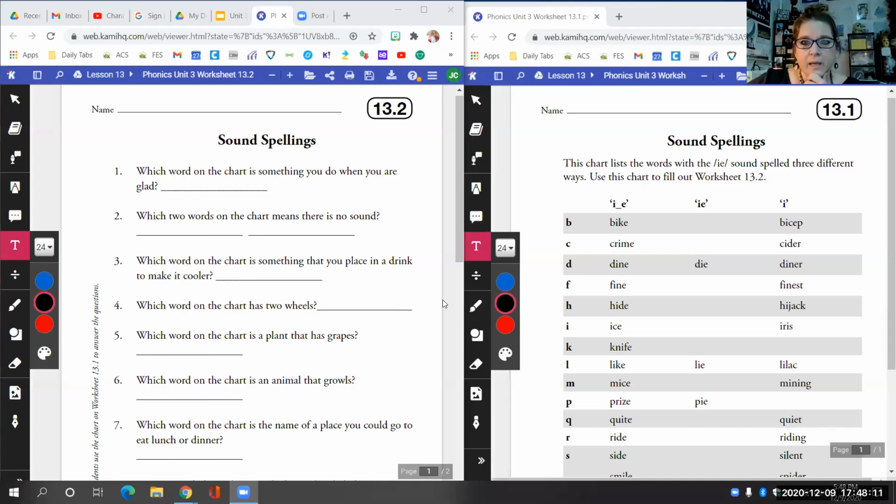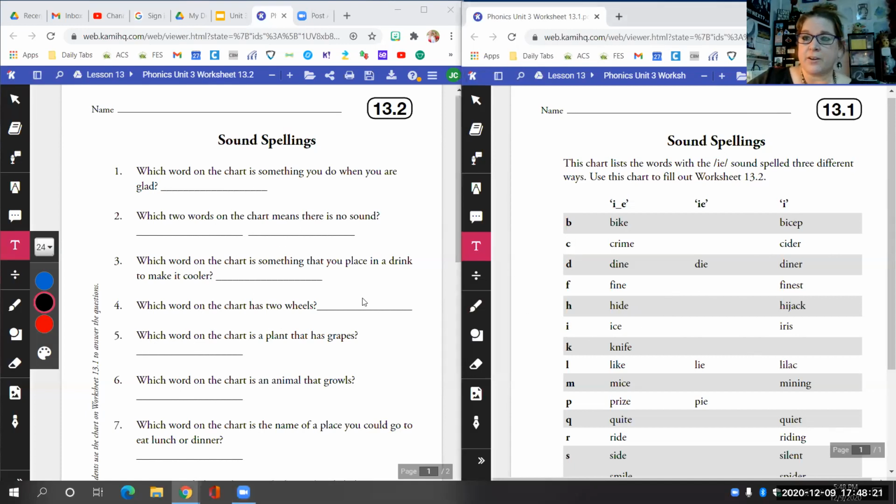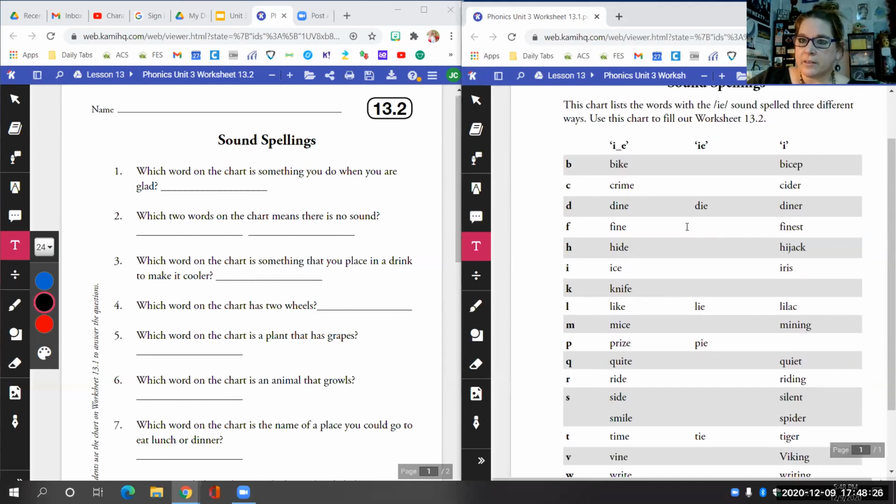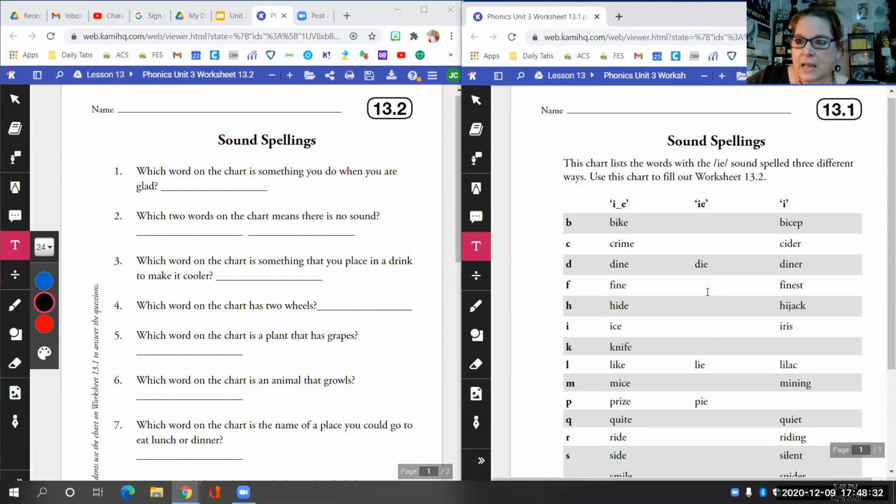Okay, here we have 13.1, and over here we have 13.2. And just like the other day, we're going to use 13.1 to help us answer the questions on 13.2. But before we do that, we need to go over the words on 13.1. Okay, so these are the long I sound words. There is I consonant E, IE, and I that all say the sound I.